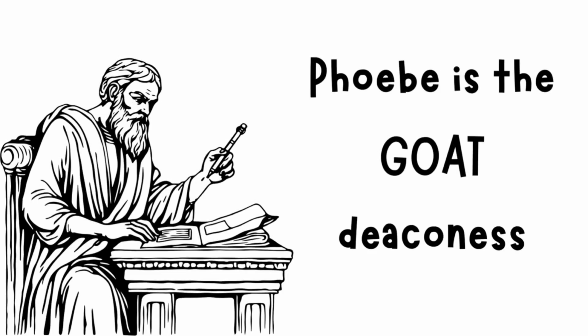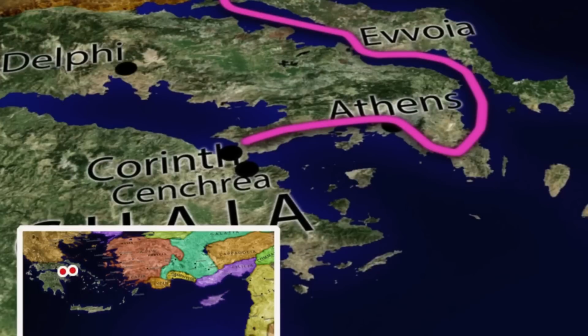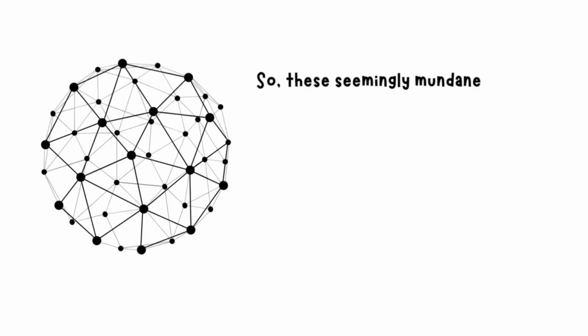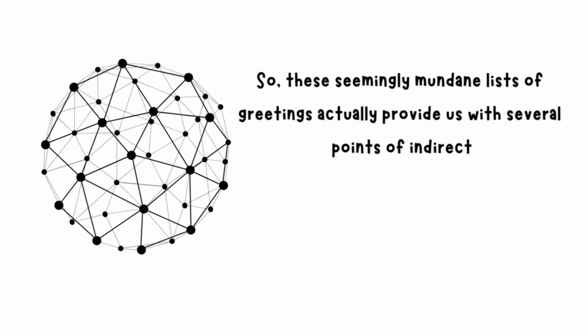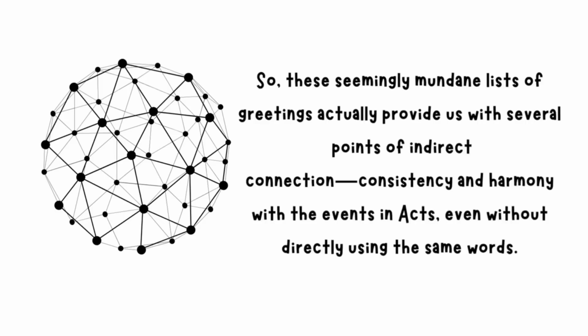Now, why does Paul praise a deacon from Cenchreae? Well, since Paul is likely writing from Corinth, Cenchreae may be close by. But we don't need a map to confirm this, though it does, as Acts tells us that Paul visited Cenchreae after leaving Corinth. So these seemingly mundane lists of greetings actually provide us with several points of indirect connection, consistency, and harmony with the events in Acts, even without directly using the exact same words.